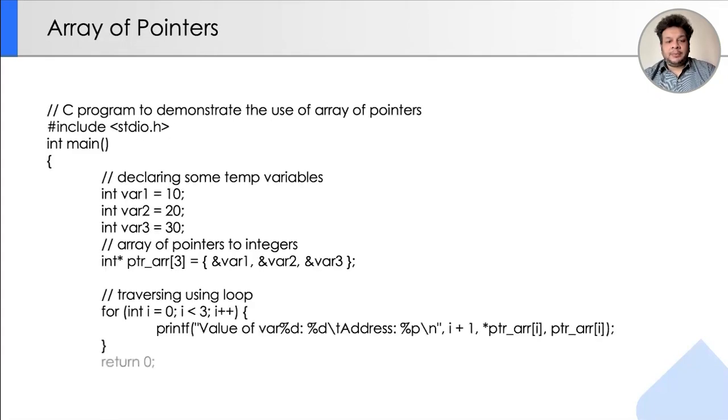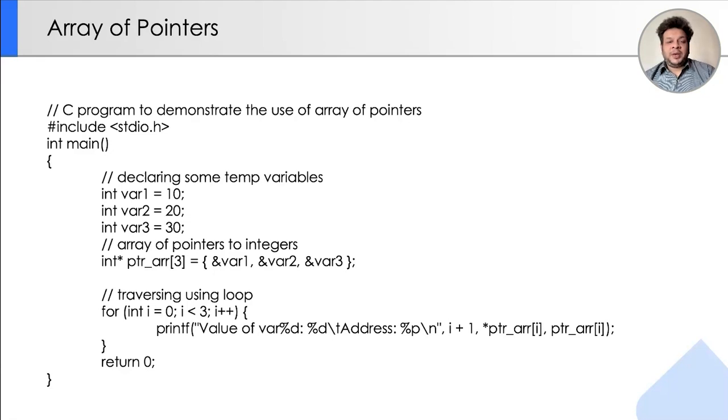Now here we have one example of how we can create an array of pointers. Here we have certain variables like var1, var2 and var3, right? We have initialized different values like 10, 20 and 30. After this we are creating one pointer, that is the array of pointers. Here we have taken int star ptr array of size 3, and into this we have initialized the respective addresses of those variables. So we know the ampersand symbol is used to get the address of a variable.